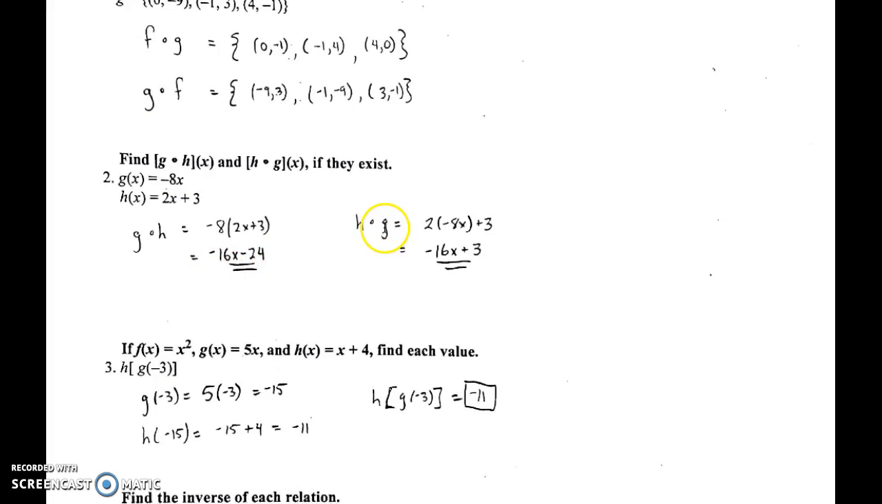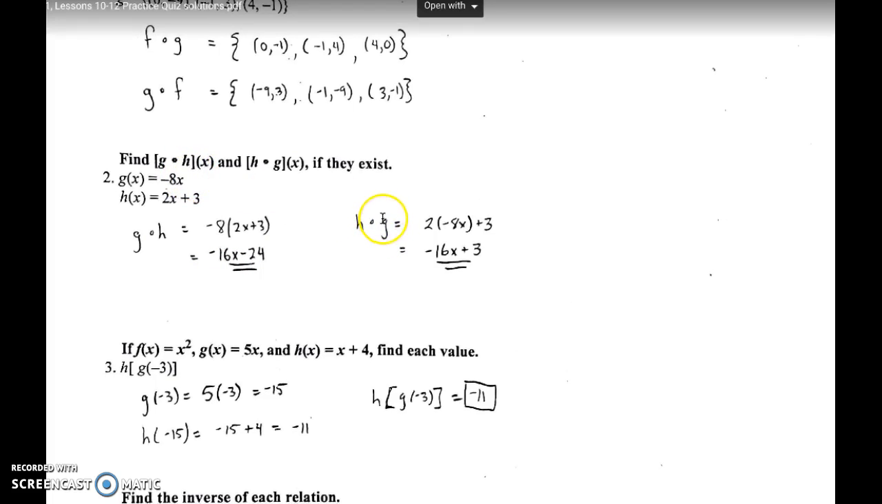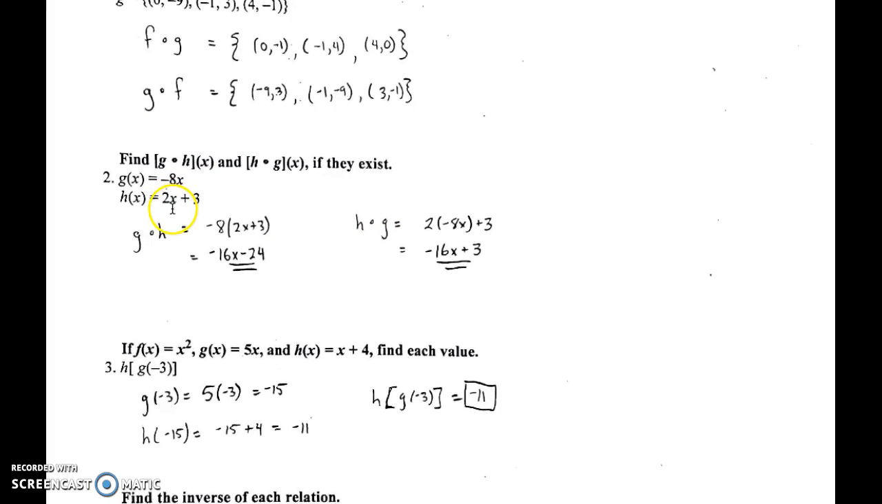For h composition g, I'm starting with g function, which was -8x, and I'm putting that in place of the x on the h function. So I would have had 2x plus 3 for h, but instead of this x right here, I'm putting the g function in, -8x. 2 times -8x is -16x, and then plus 3.